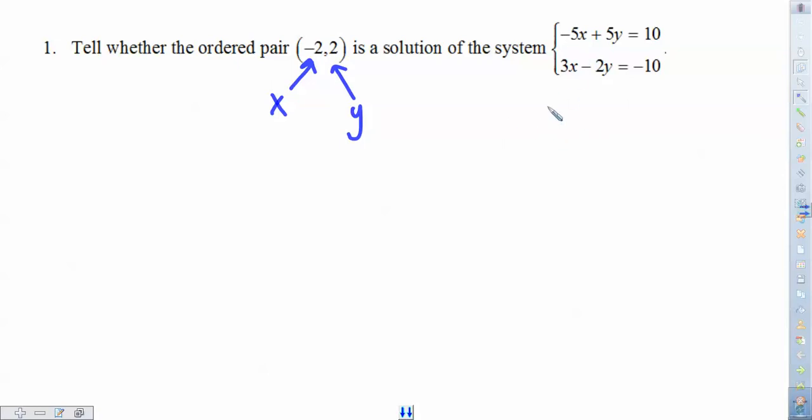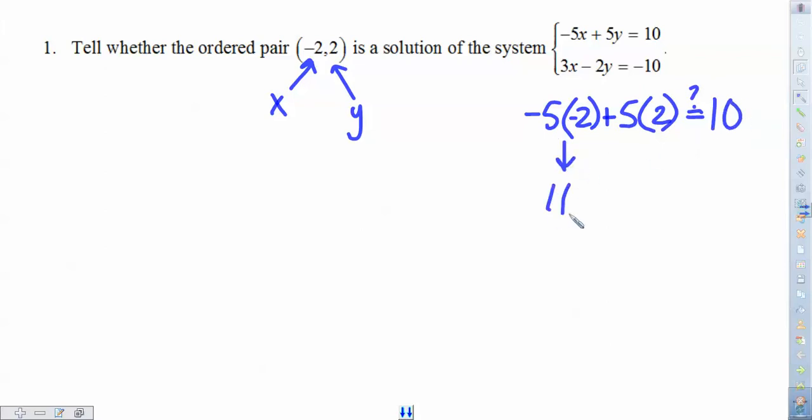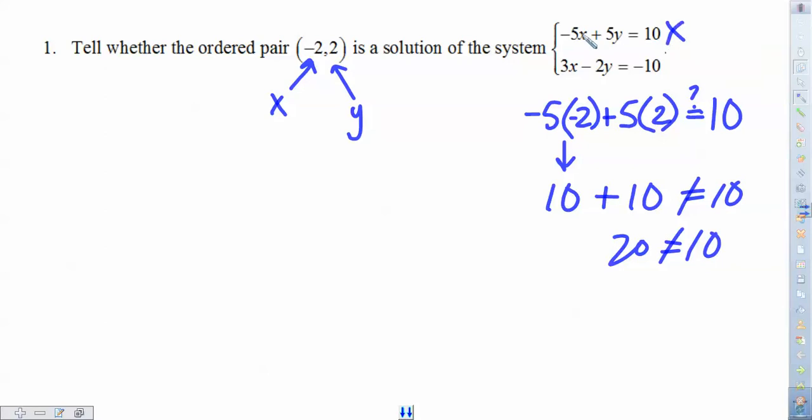So looking at the top one, we're just doing -5 times X, which is -2, plus 5 times 2. We are checking to see if it's 10. Take it one step at a time. -5 times -2, that is a positive 10. 5 times 2, that is 10. Is 10 plus 10 equal to 10? No, it is not, right? We have 20, which is not equal to 10. So it did not work with the first one.